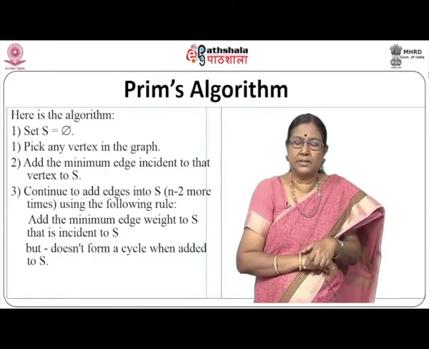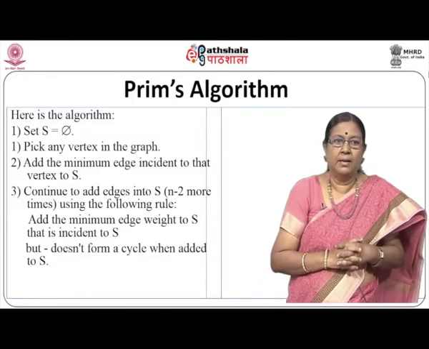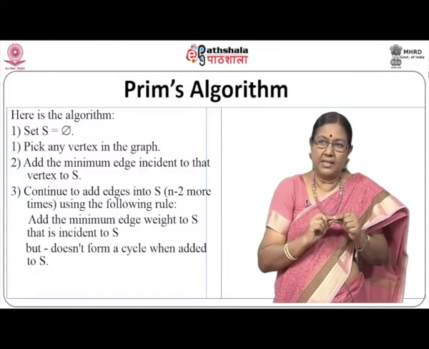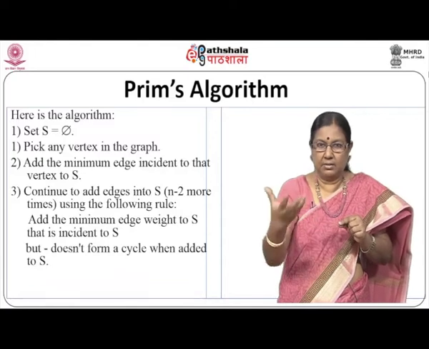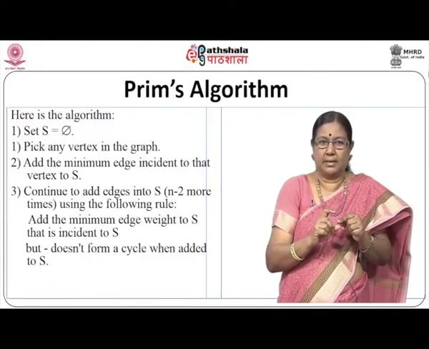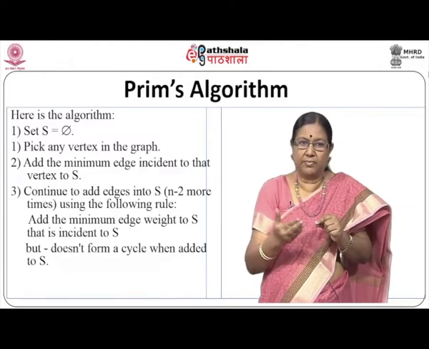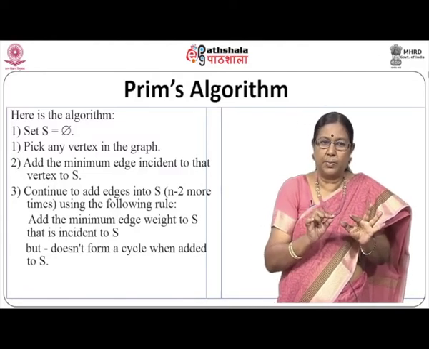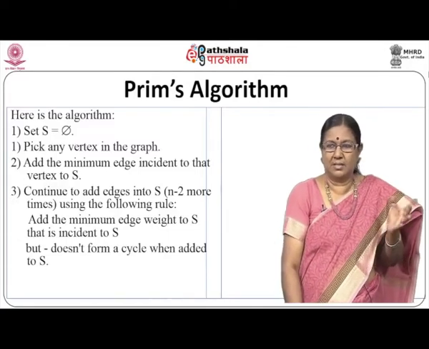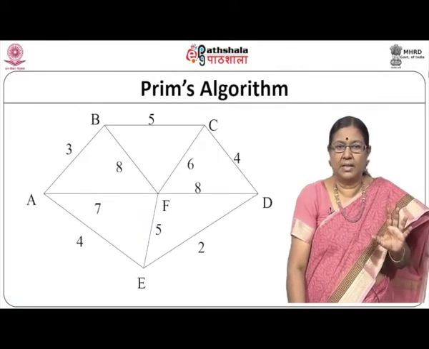You start with an empty set, then pick any vertex from the graph, and add the minimum edge incident to that vertex to the set S. You continue to add edges into S n minus 2 more times using the following rule: add the minimum edge weight to S that is incident to S, but does not form a cycle when added to S. So, this is similar to what we did, but the whole data structure is different.